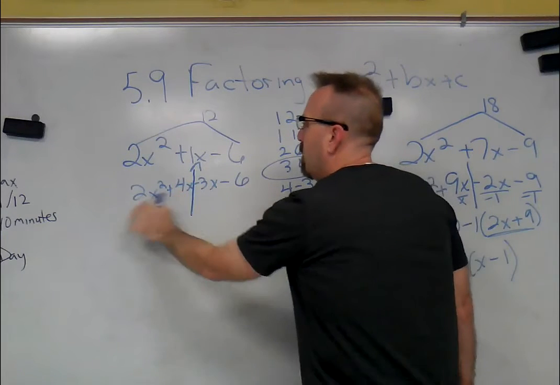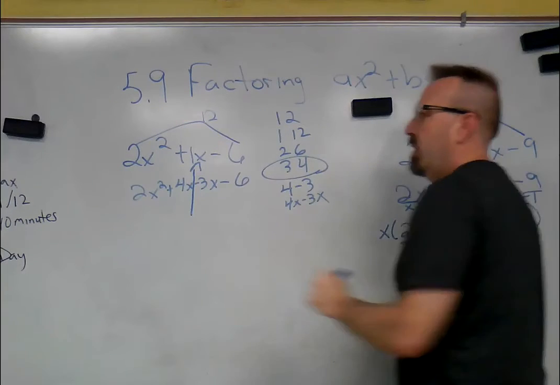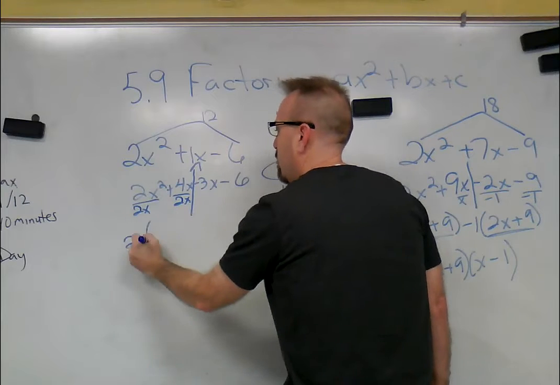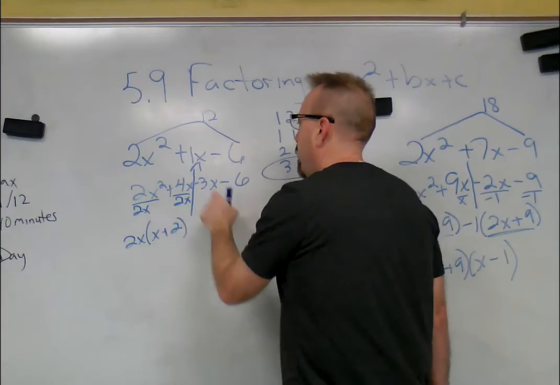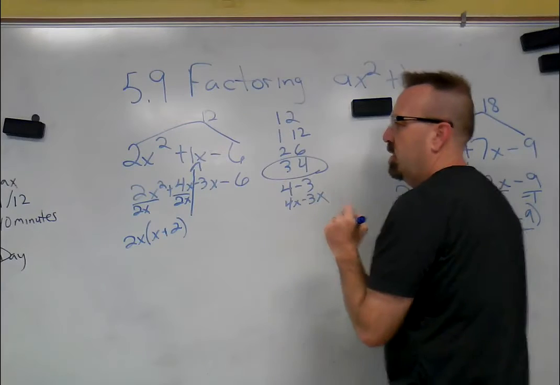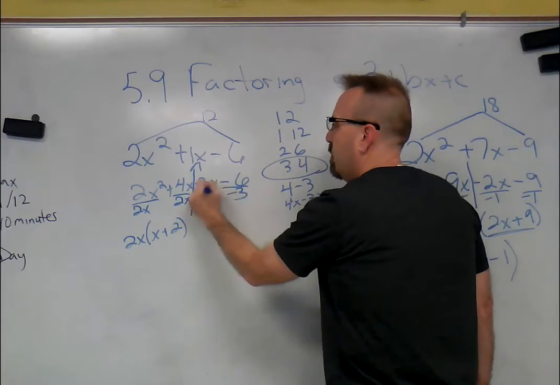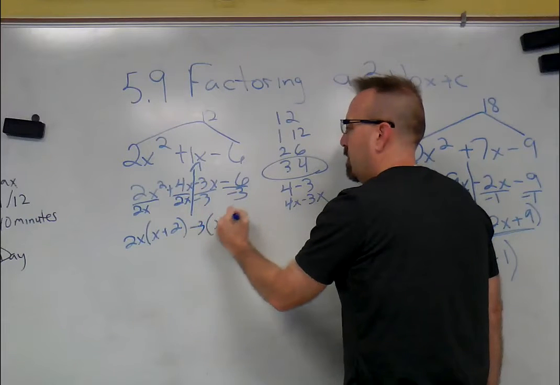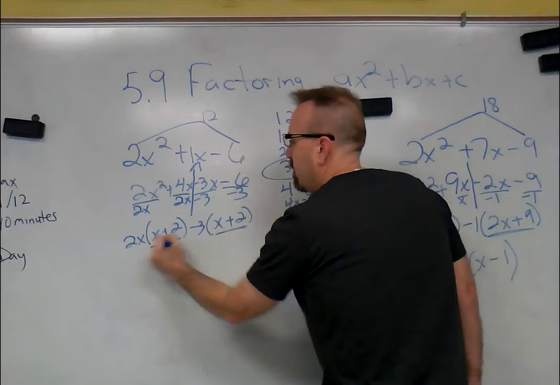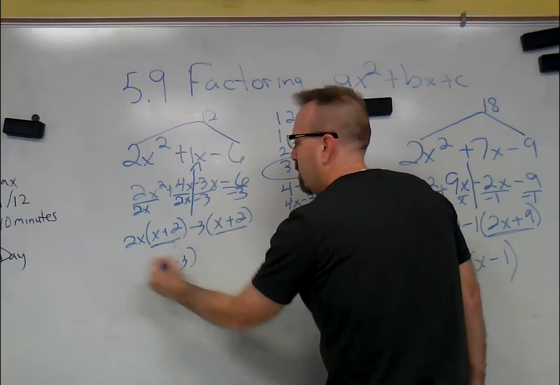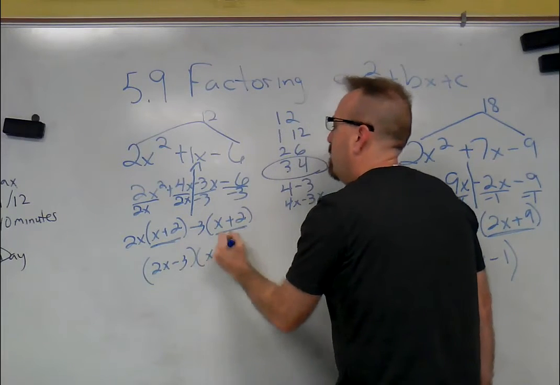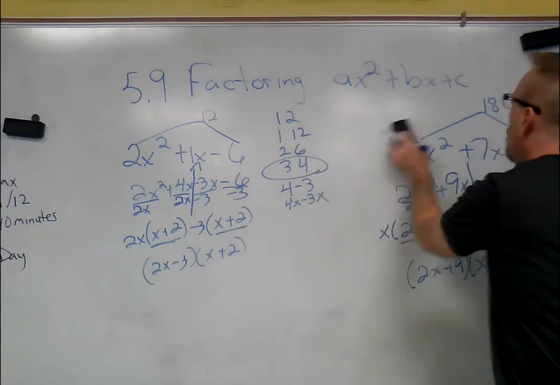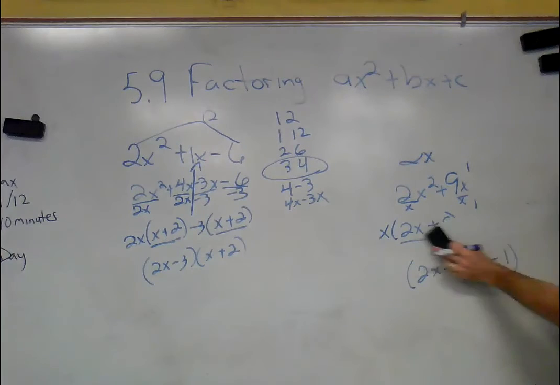Okay, what's common in these first two then? x and a 2 as well. So we get 2x, and that gives us x plus 2. What's common in these two? 3, and they're both negative, so we're going to do negative 3. So we get negative 3, and then that leaves us x plus 2. So these, again, have to be exactly the same, or we did something wrong. Did it matter that I wrote 2x minus 3 first? No. Because multiplication is commutative, so we can switch the order around.